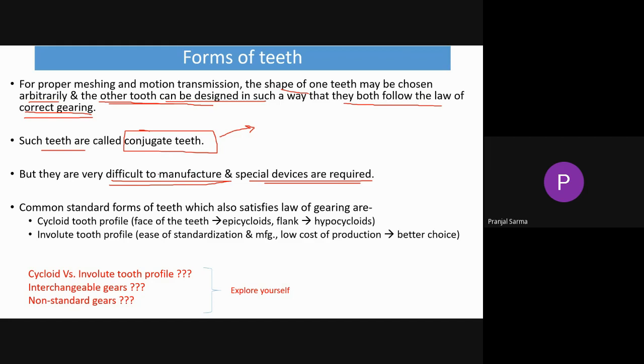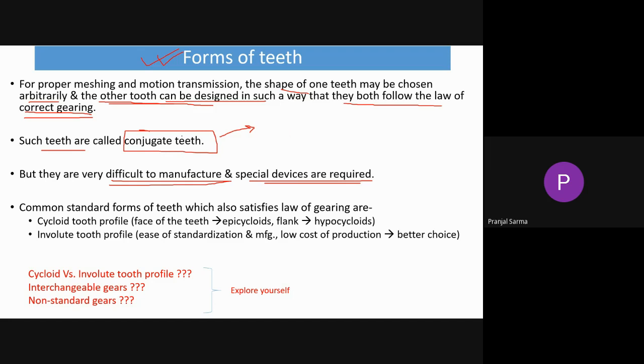The thing is, if you're thinking of designing something, then from the perspective of manufacturing also you have to think, because you must know there are certain ways by which we can manufacture gears. One you might have done in your workshop is shaping. There are standard methods available, but those methods are generally available for standard forms of teeth, which are widely used.